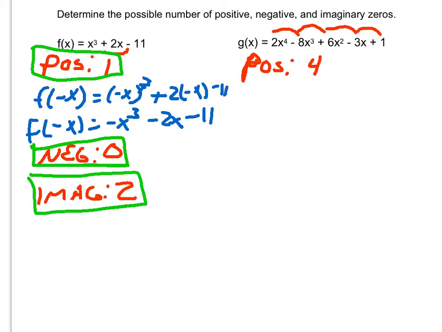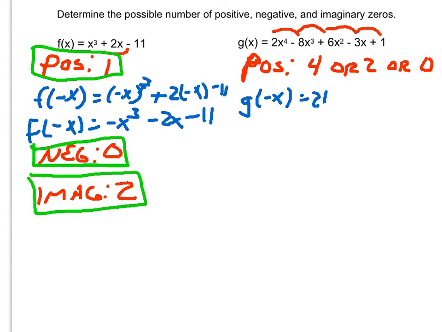But remember, these go down by 2s. So we could possibly get 2 positive solutions, or we could get 0 positive solutions. I know it's frustrating, but those are the possibilities. At least we have an idea of where we can look. Now we focus our attention on the negatives. How many negatives should we expect? And to find the negatives, we'd find g of negative x.